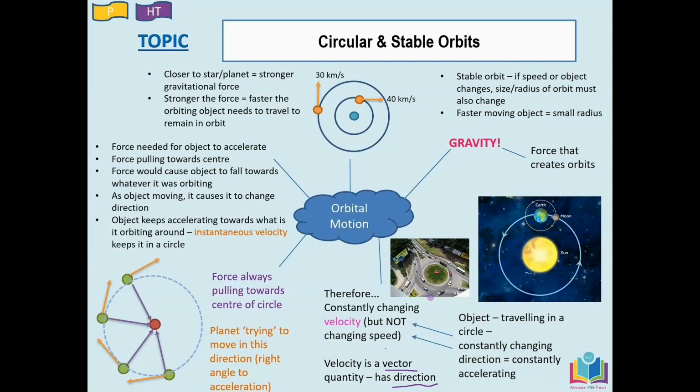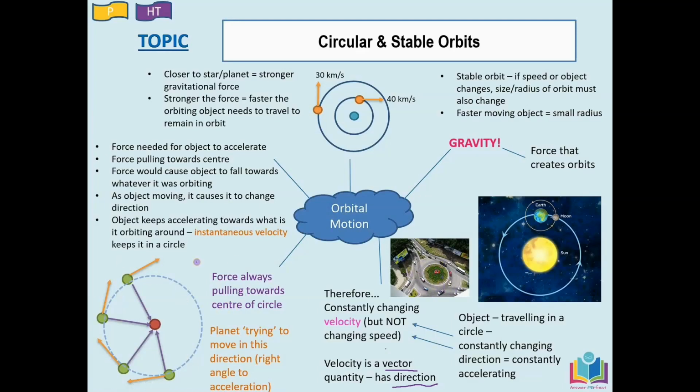Now, for an object to actually move, there must be a force acting on it. This force is always directed to the centre of a circle. So the cars going around here have always got a force going towards the centre of that roundabout.